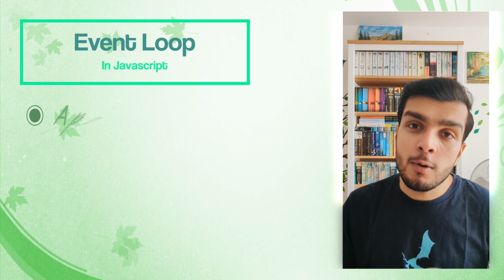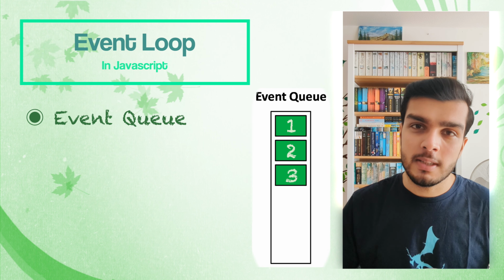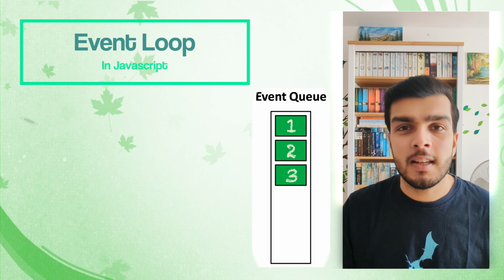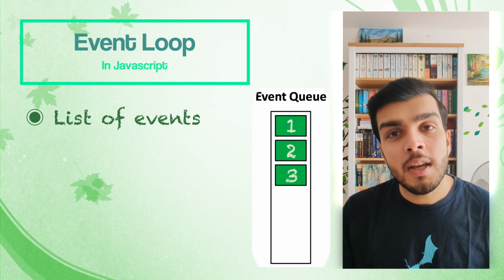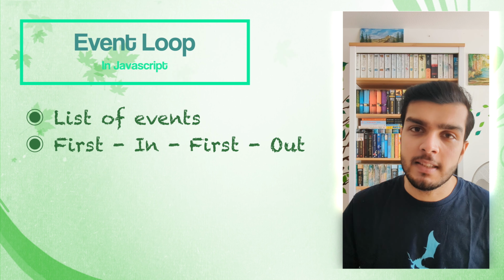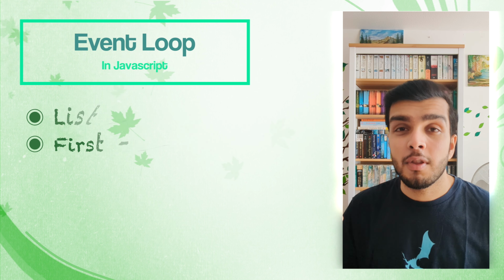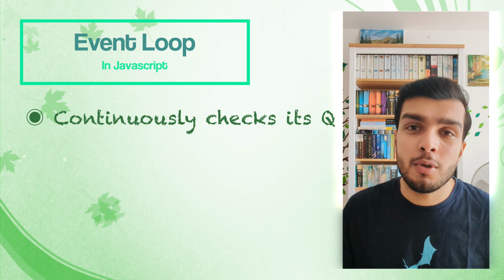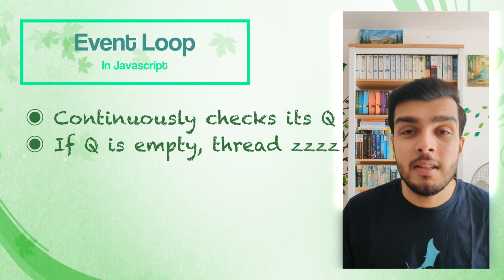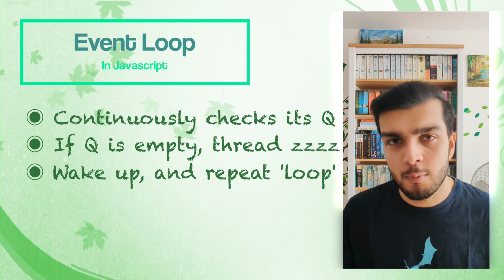Now related to the event loop is this thing called an event queue, and this is JavaScript's productivity to-do list. The queue, simplified, is just a list of events that need to be tackled. And just like a queue, the to-do list items in the queue are dealt with on a first in, first out basis. So the queue helps the single thread keep track of what it's doing and what it needs to do. Now the thread continuously checks its queue for tasks to do until there's nothing left. If the queue is empty, the thread might go to sleep, but once an event re-enters the queue, then it's going to wake up and repeat this all over again.